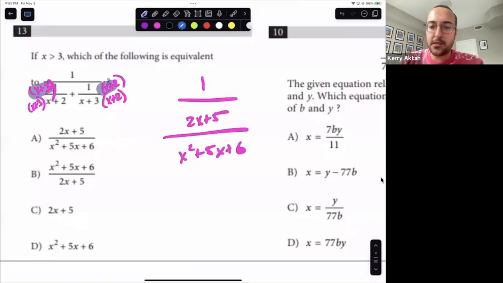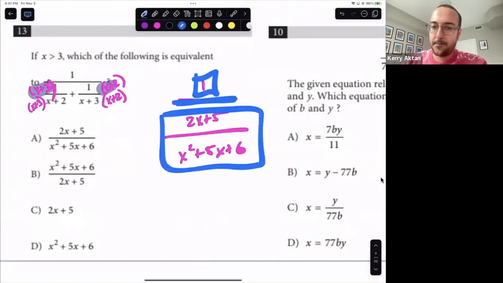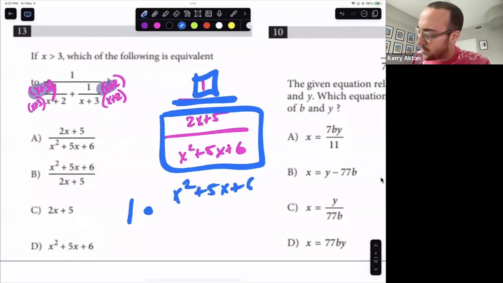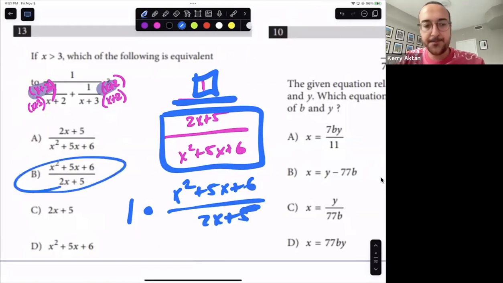And why did this question make it to this study guide? It's because we need to remember another operation with fractions: keep, change, and then flip. 1 over anything is really its reciprocal, but also keep, change, and then flip to x squared plus 5x plus 6 all over 2x plus 5. Boys and girls, the answer is B.